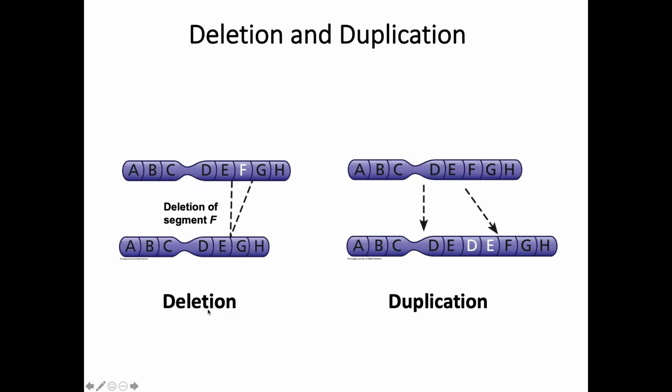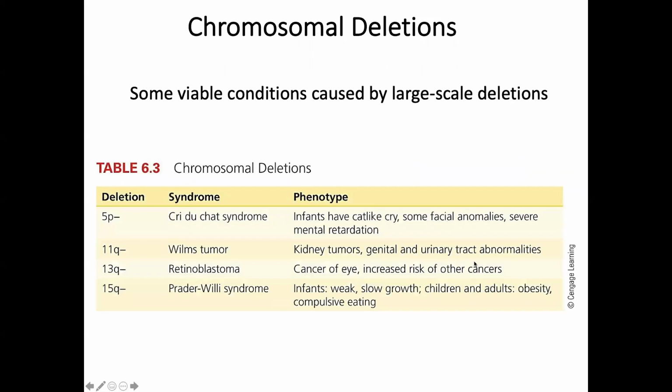In a deletion, part of the chromosome is lost, showing here the segment F is lost, right? In a duplication, a chromosome segment is repeated. Here, the segment DE is duplicated. This table lists some variable conditions caused by large-scale deletions. For example, we have learned that this RB gene deletion will result in retinoblastoma.